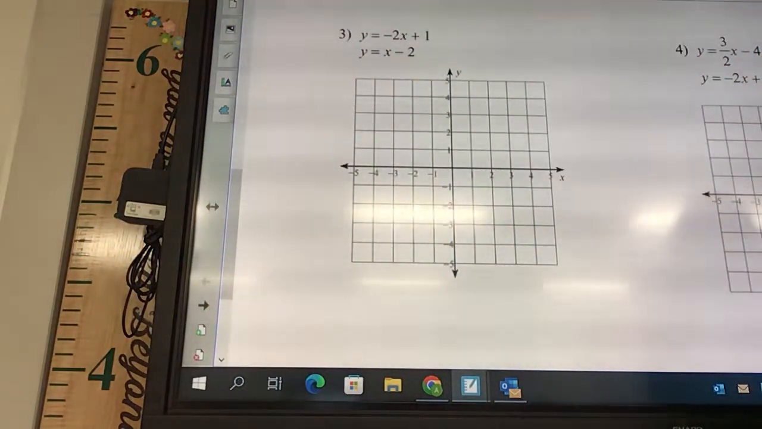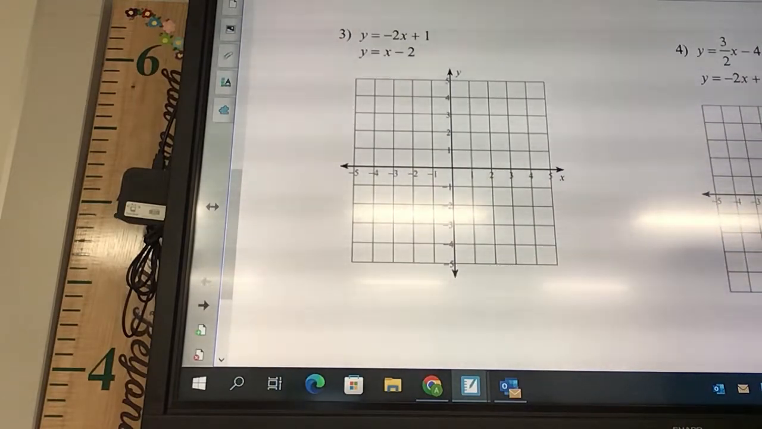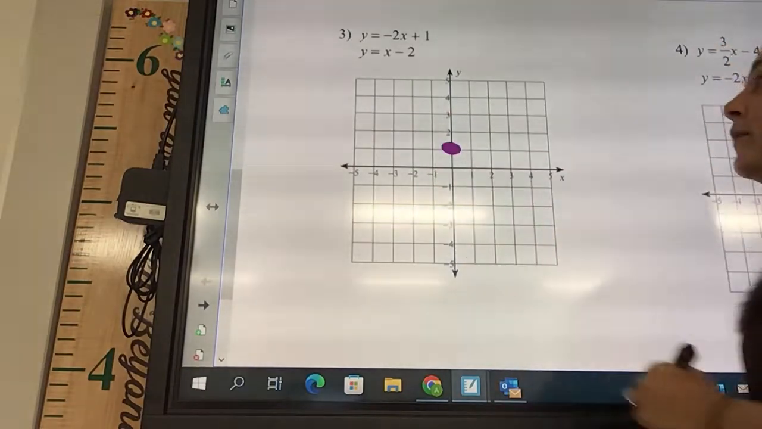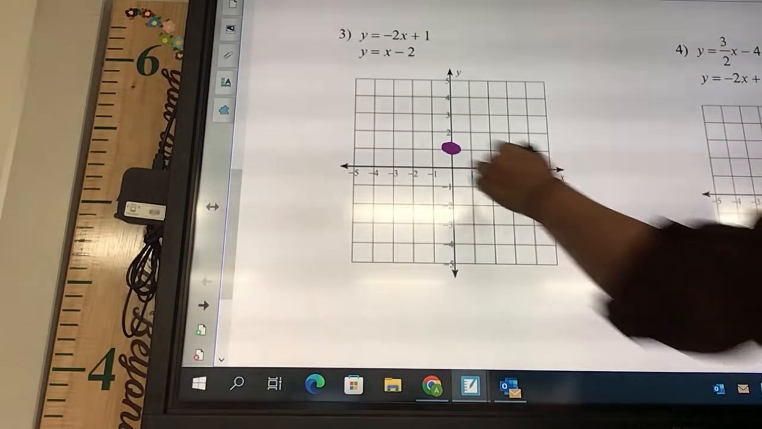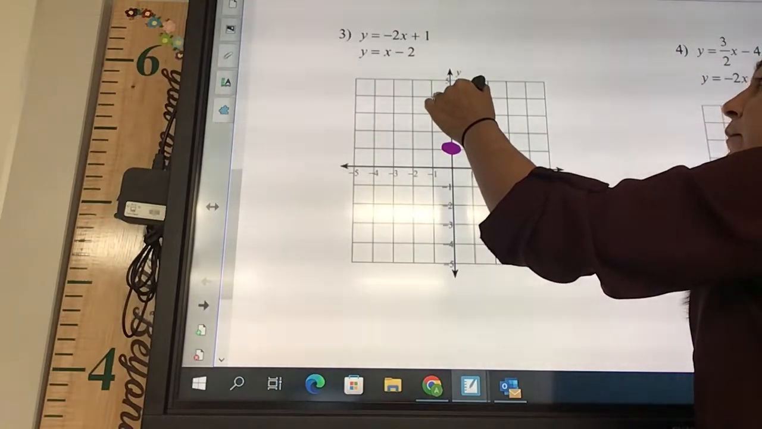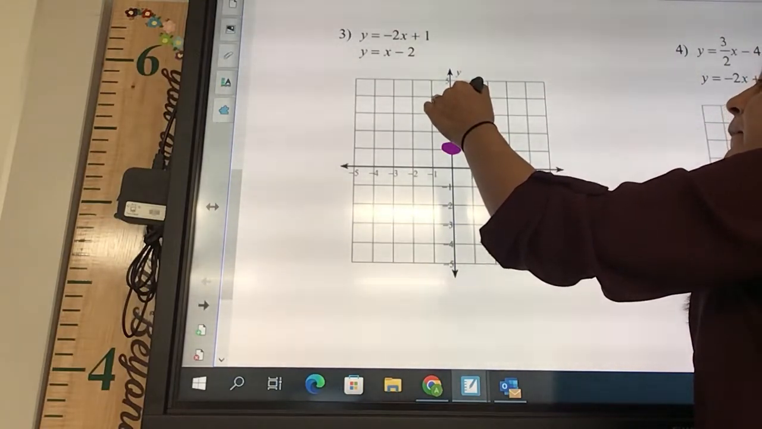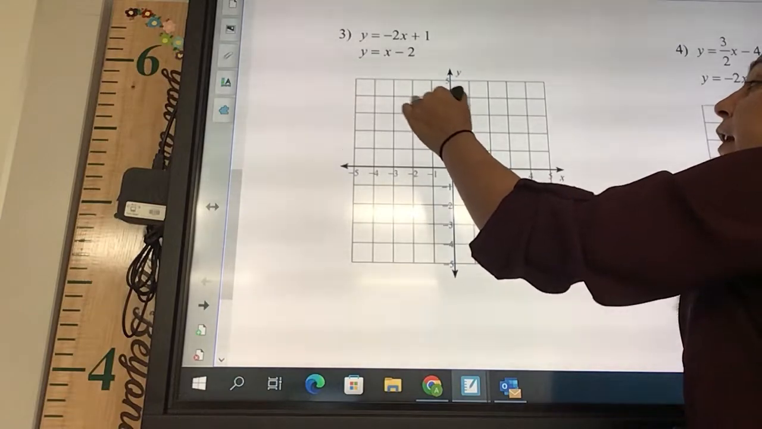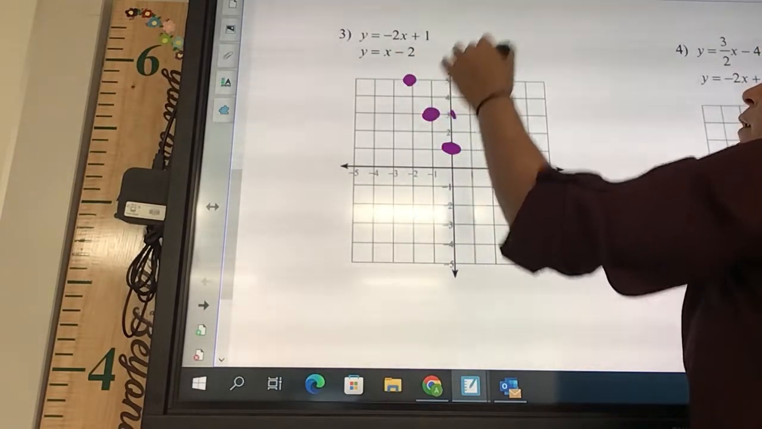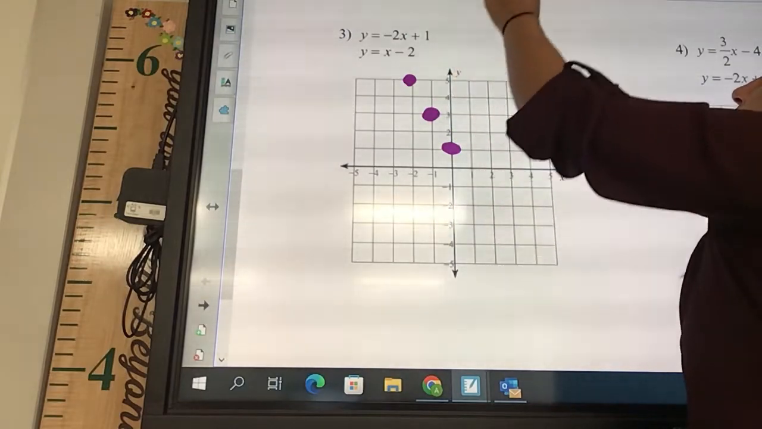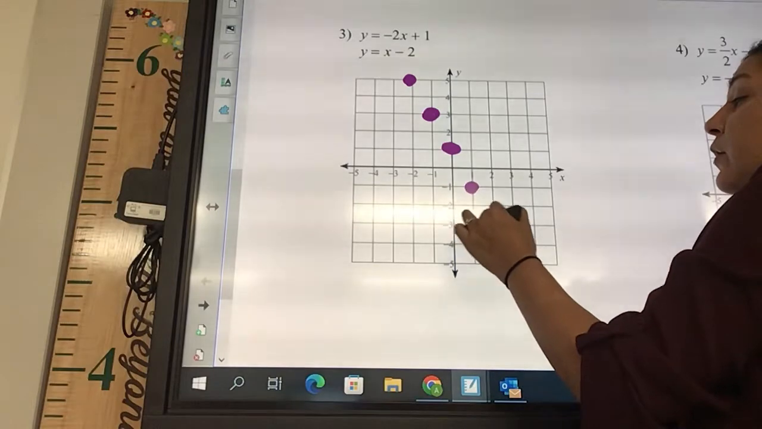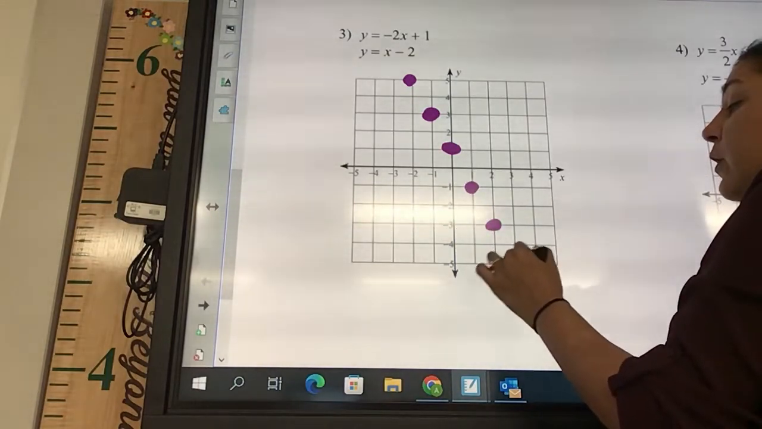Number 3, where does that first graph start? At 1. What is our slope? -2. So we're going to go up 2 and over 1, which way? To the left. Okay, up 2 over 1. Okay, and we got to check the down. So down 2 over 1, down 2 over 1.